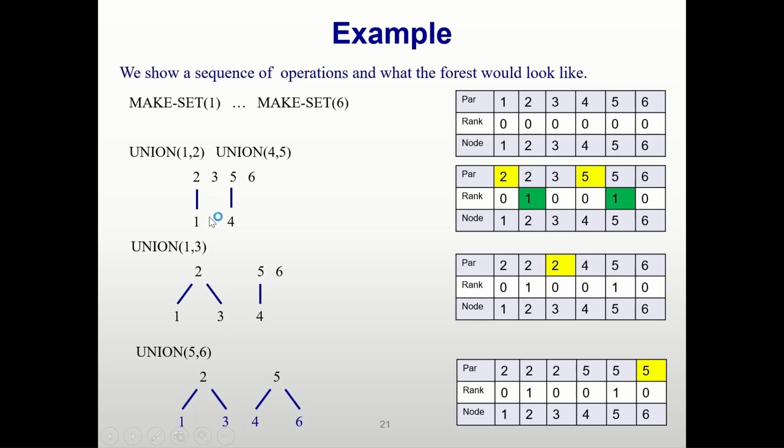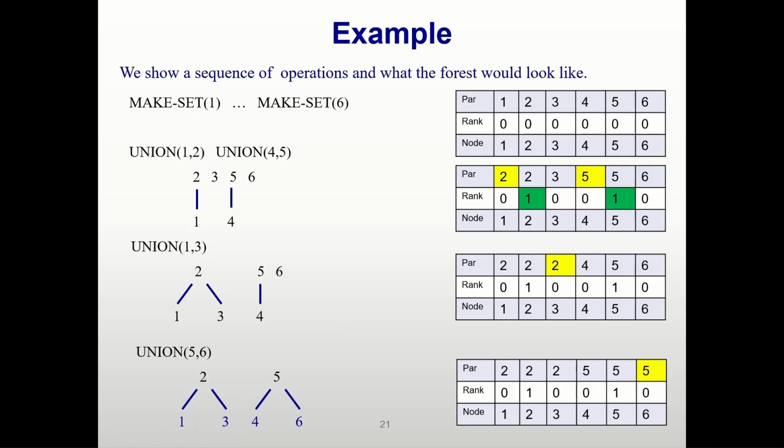When I apply union of 1, 2, since both have equal rank, it doesn't matter which will be the root node or which will be the leaf node. Here I make the parent of 1 equal to 2, and also the parent of 4 equal to 5. Since 2 has a child node, its rank is increased by 1. So here 2 and 5 both increased rank by 1.